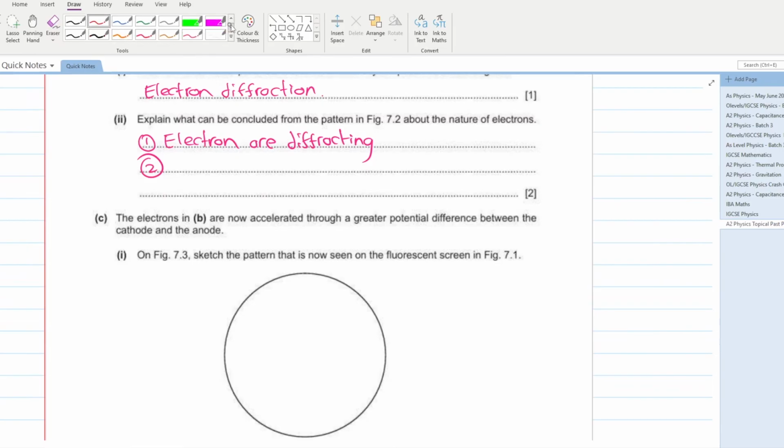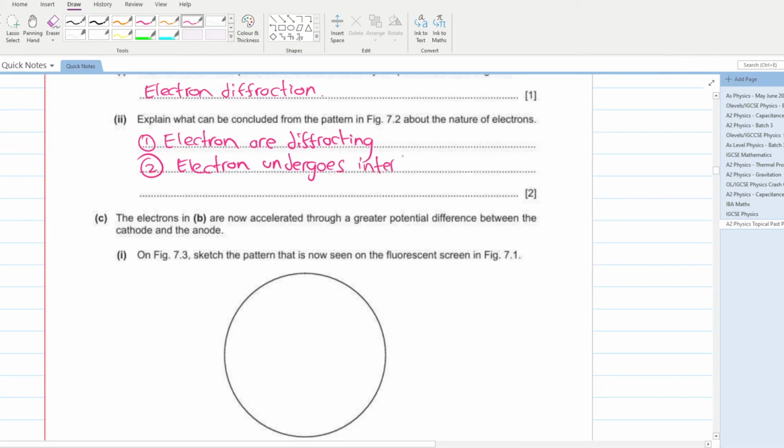So you can say that electron undergoes interference as well. Both of these things tell us what? Electrons behave as waves. Simple as that. Let's move on to part C.